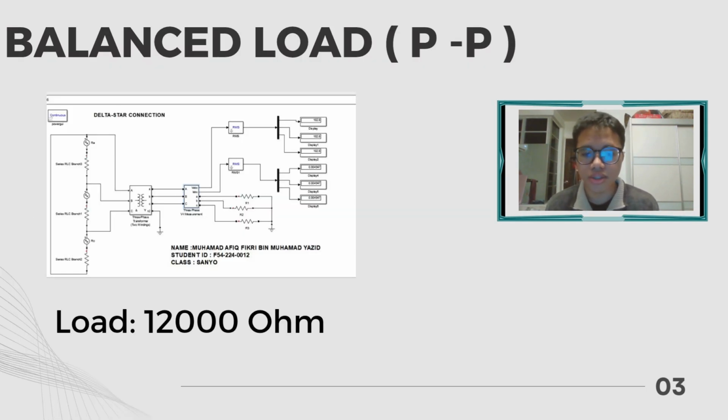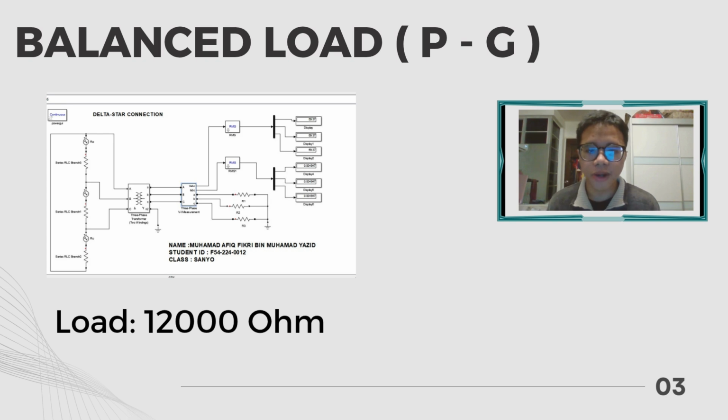The balanced load setup involved equal resistors in all three phases. In the simulation, we used both phase-to-phase and phase-to-ground connections. The readings show consistent values across all phases, approximately 59.37 volts and 0.004947 amperes. This confirmed that the system was balanced with symmetrical voltage and current distributions.